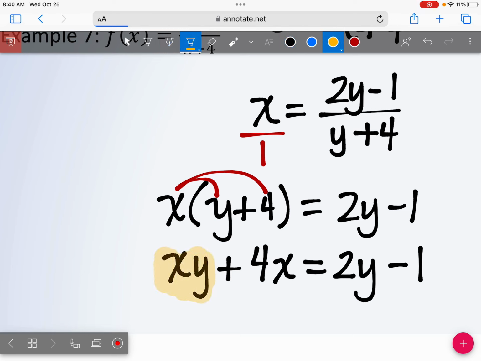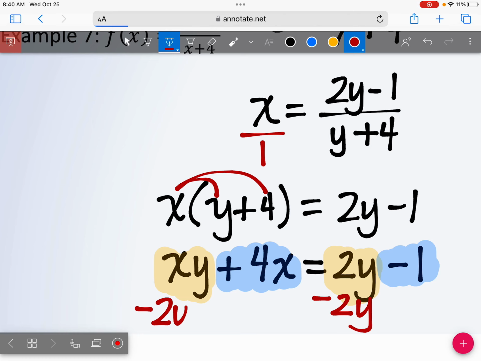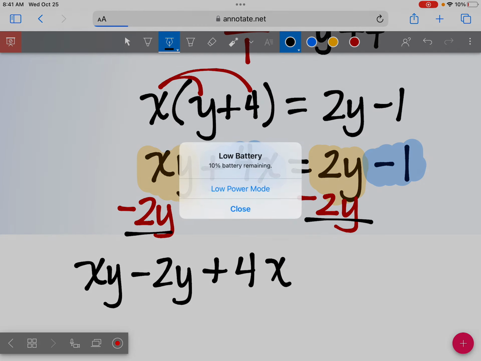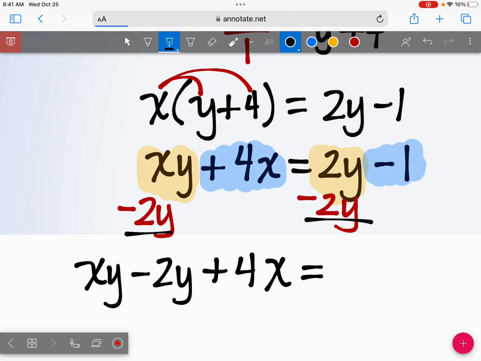So I need to bring everything with a y to the left, and everything that doesn't have a y is going to go to the right. So we got to move some stuff around. So I need to move my yellow terms to one side and my blue terms to another side. So let's start off by moving our yellow terms. So let's subtract that 2y. So that'll give me xy minus 2y plus 4x equals negative 1.